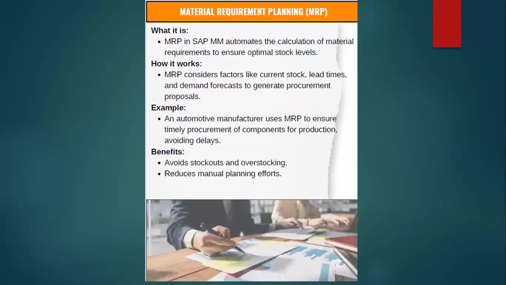Now coming to material requirement planning. MRP in SAP MM automates the calculation of material requirements to ensure optimal stock levels. MRP means whenever a person from the production department requires any material, he doesn't need to go each and every time to the purchase department to check whether he needs to purchase it or can procure from the inventory. What he will do, he will just create a planned order that we can later convert to purchase requisition. Then the purchase requisition can automatically convert into purchase order. Then after the purchase order, the goods will be received, and we can do the payment to the vendor. So the complete process can be done automatically with the help of MRP, meaning material requirement planning.